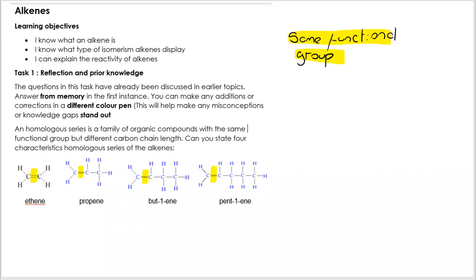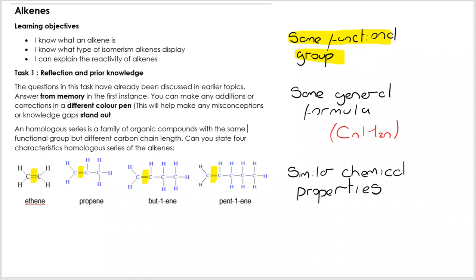So the first one is that they have the same functional group, and I've highlighted those here. We can see they all have the double bond. Now they also all have the same general formula. They're all CnH2n. And if we think about their reactivity, they're going to have not the same chemical properties, but they will be similar. For example, you will be familiar with the reaction of alkenes with bromine, and that will be common to all of them. And finally, you can say that each of them differs from the next by CH2.